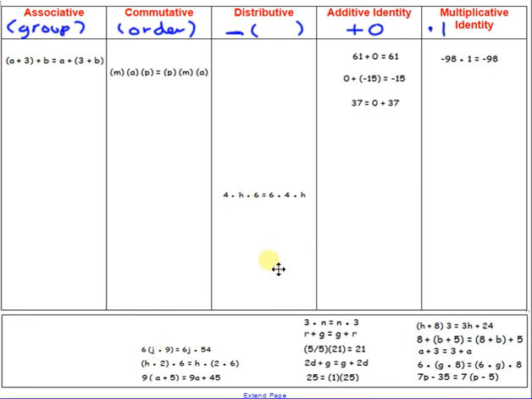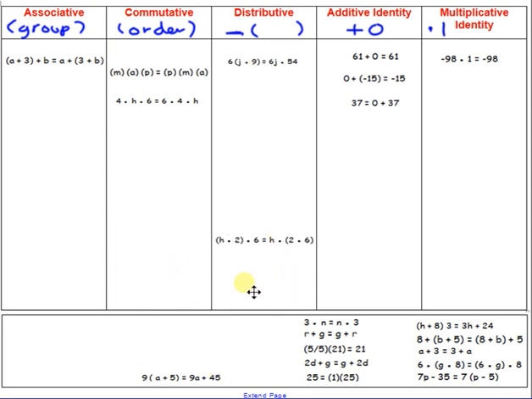All right, so here we have 4 times h times 6 equals 6 times 4 times h. What do you notice? Well, they're in a different order on each side. So that is going to be commutative. All right. Our next one, we have 6(j + 9) = 6j + 54. Well, it looks like I have a number outside parentheses and it was passed out to everybody inside. So that is going to be distributive.